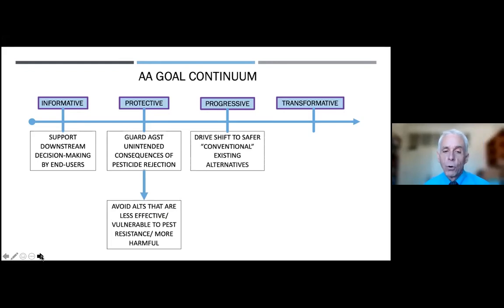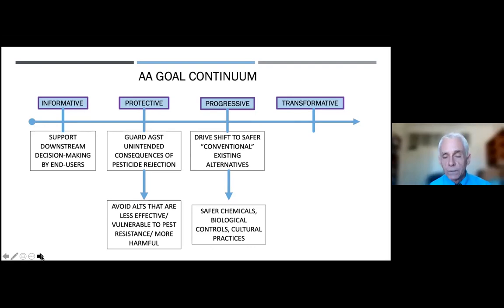Okay. Next up is the progressive goal. The progressive goal thinks about using AA to drive a shift towards safer conventional alternatives. By conventional alternatives, I mean things that aren't going to drive systemic change in an entire industry, but rather make use of things that we normally think about as being alternatives. These are the things that I talked about when I described the socio-regulatory system. So safer pesticides, biological controls, cultural practices.